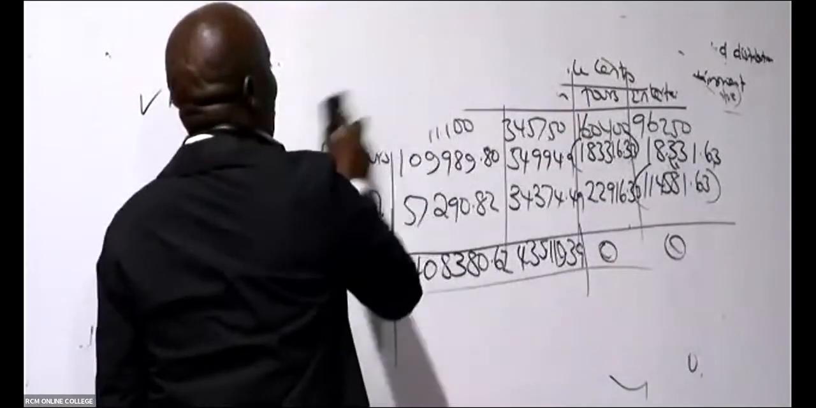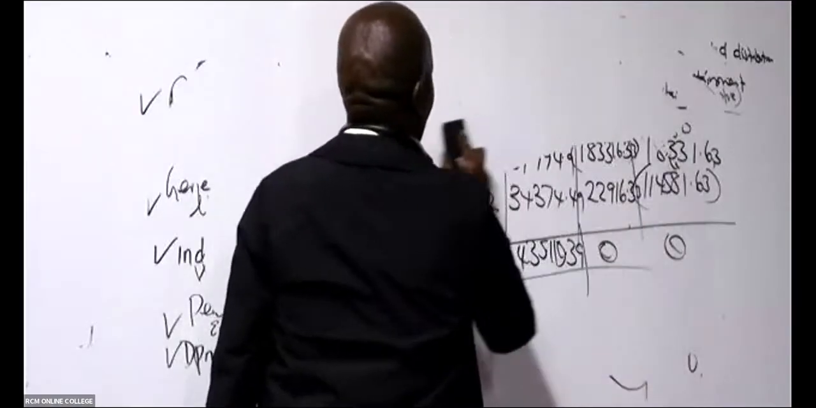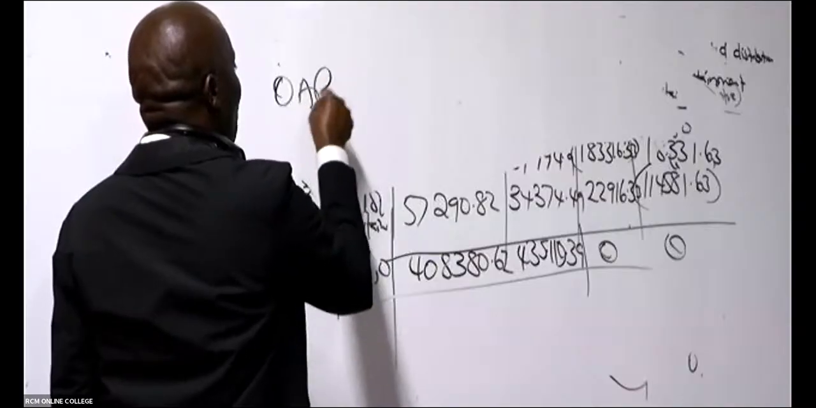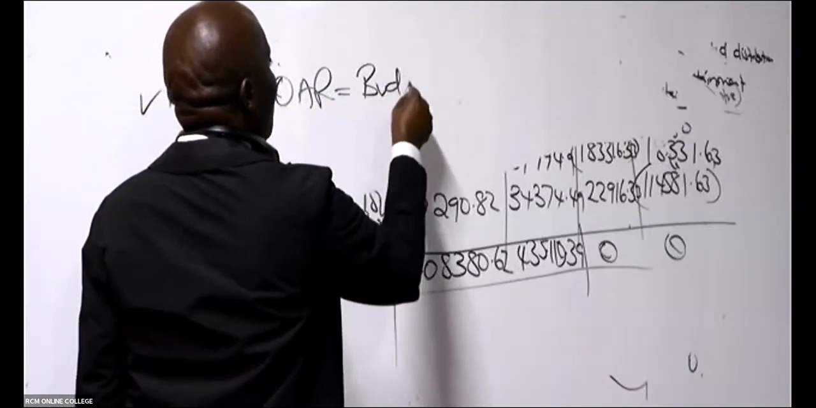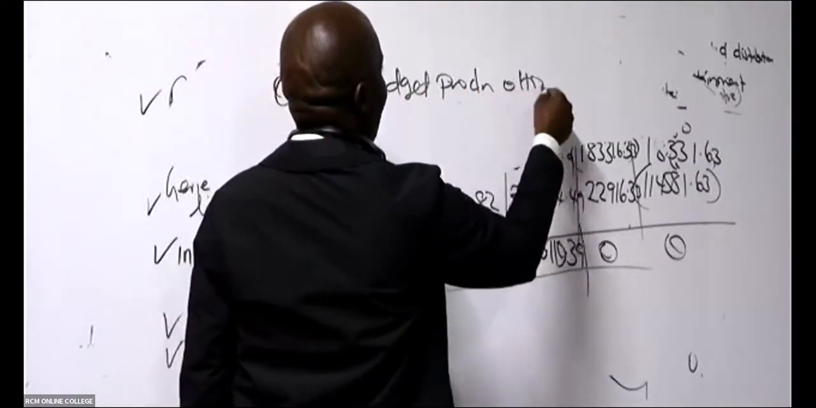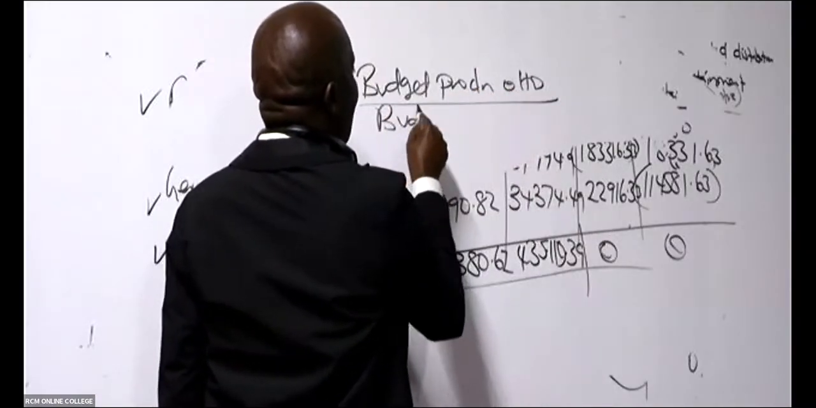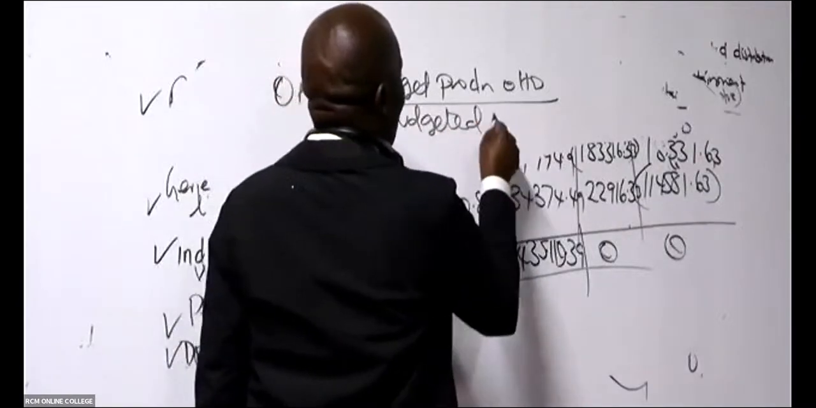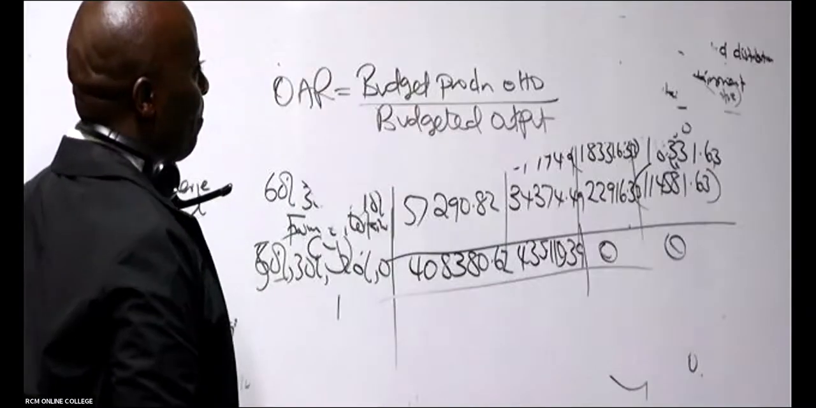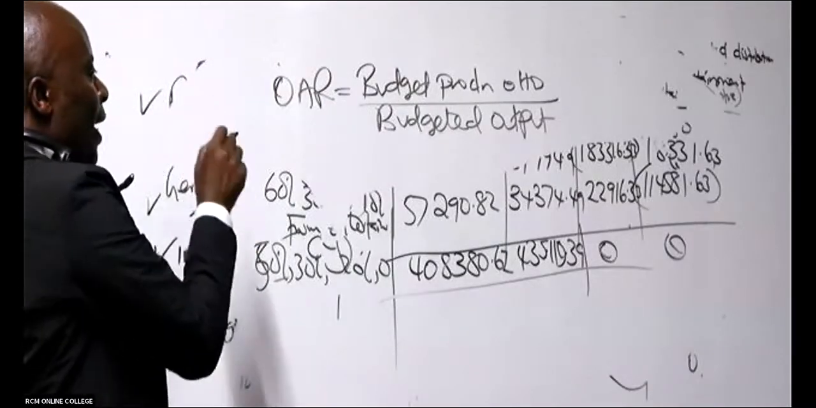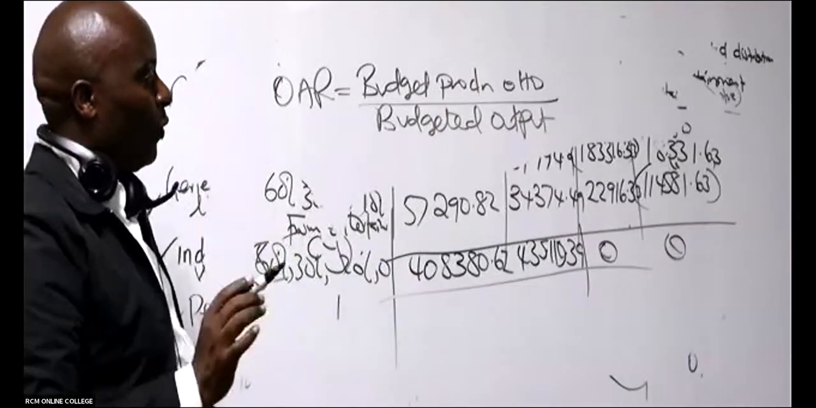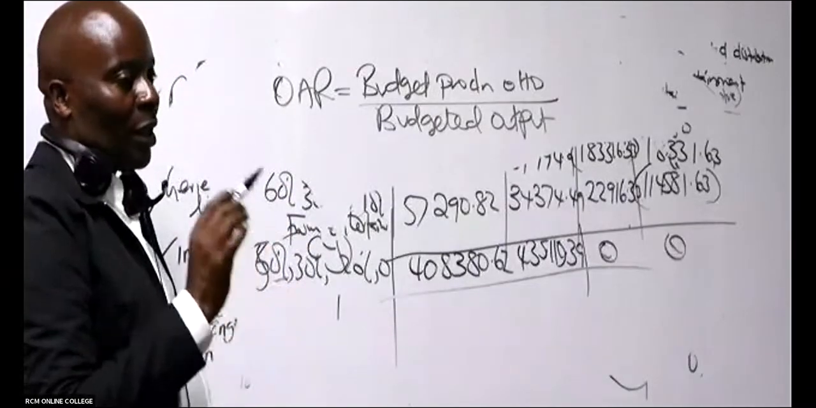So then how do we get OAR? To get overhead absorption rate, we normally take the budgeted production overhead divided by budgeted output. Anytime they want us to get overhead absorption rate, we normally take budgeted production overhead over budgeted output.